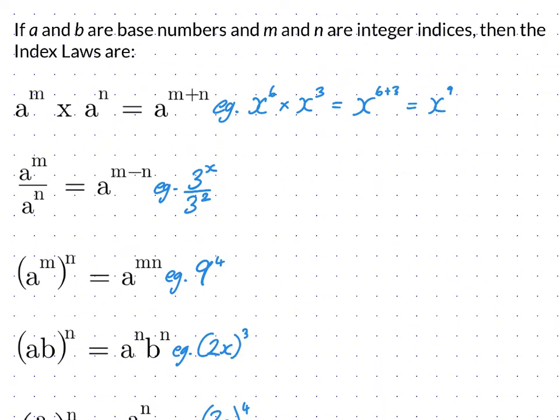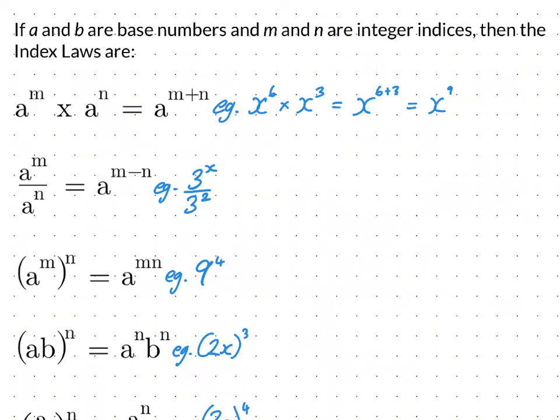The next law involves when you're dividing same base numbers but different indices, or any indices really, they don't have to be different. The answer is going to be the same base number but the indices subtracted. Now remember, in subtraction the order is important, so it's that top index minus the bottom one. So a to the power of m take n.